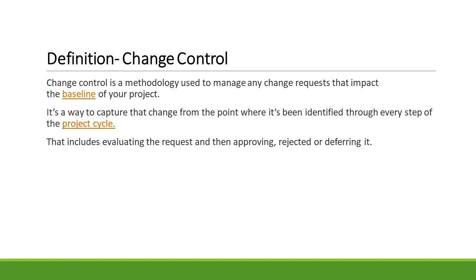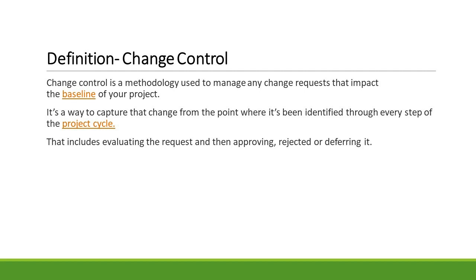2. Systematic approach. Change control follows a structured and consistent approach to address changes. This ensures that changes are not haphazardly incorporated, preventing disruptions to the project's initial plans. 3. Capturing change. Change control starts with the identification of a proposed change. This could be initiated by stakeholders, project team members, or other sources. Each change is documented to provide a clear record.